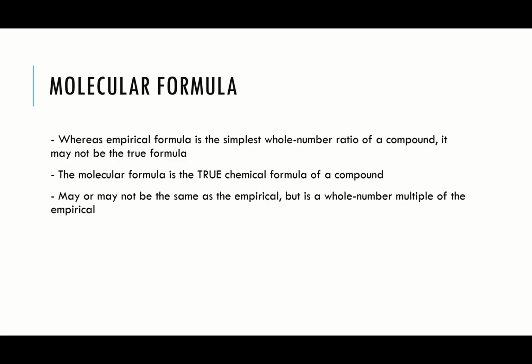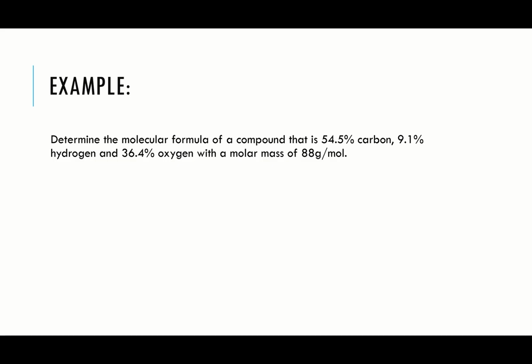So let's take a look at an example of finding not just the empirical, but the molecular formula. Let's determine the molecular formula of a compound that is 54.5% carbon, 9.1% hydrogen, and 36.4% oxygen. And this time we're told that this compound has a molar mass of 88 grams. Since the molecular formula is some kind of multiple of the empirical, we will first need to find the empirical formula, which means going through those same steps that we just went through before.